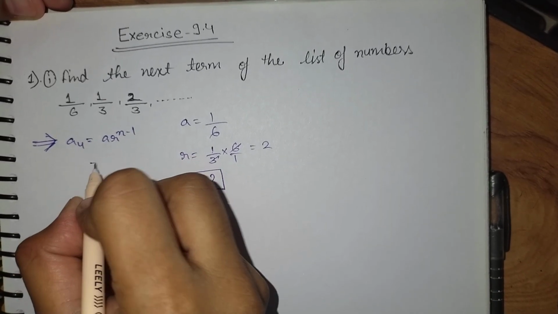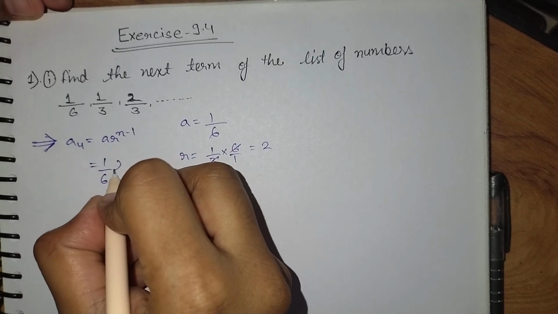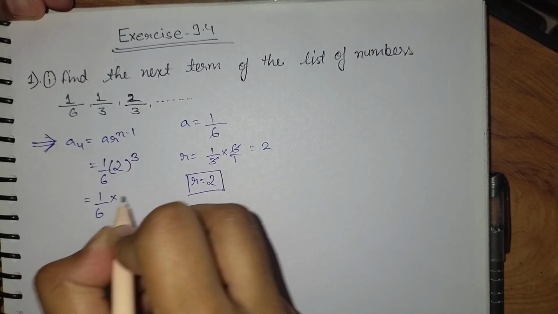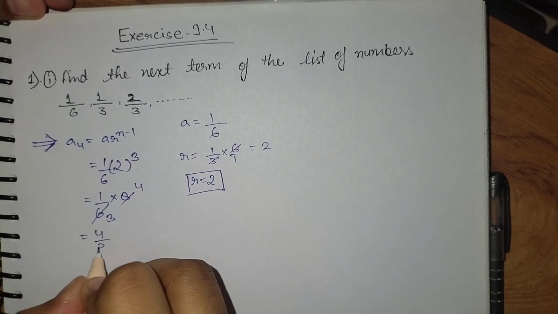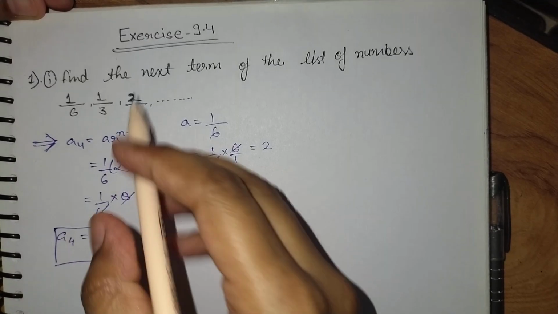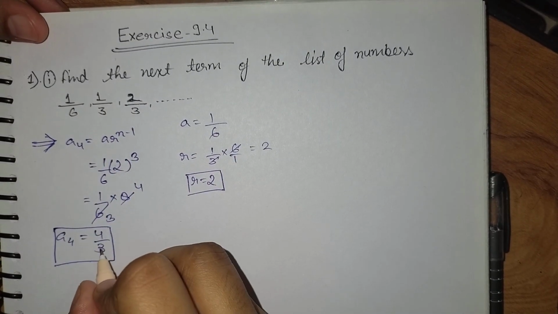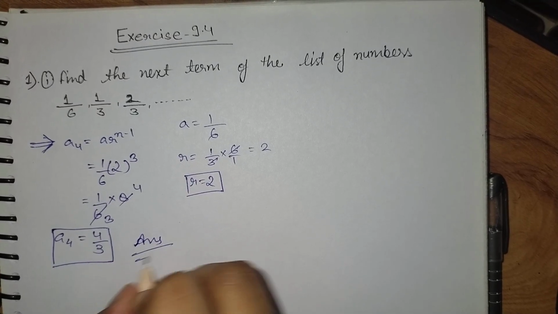And if we put the values here, this will become 1/6, r is 2 and n minus 1 will become 3. So simply 1/6 into 8. Cancelling this part, we will get 4/3 as the answer. Means A4 is 4/3, the fourth term of this GP, geometric progression, is 4/3 in this question, and this is the solution of question number 1 first part.